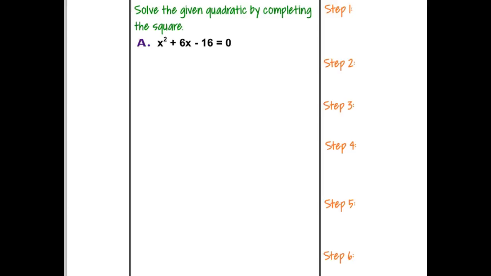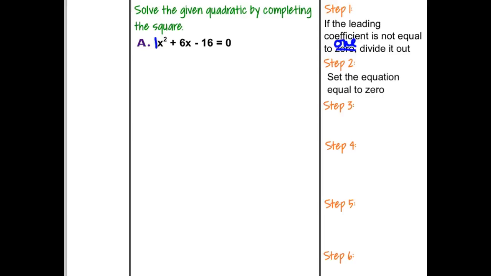So step 1 says this: if the leading coefficient is not equal to 0, divide it out. In our case, we have a leading coefficient of 1. So it shouldn't be 0, it should be 1. I apologize, I probably should fix that. If the leading coefficient is not equal to 1, divide it out. Ours is 1, so we can move on to step 2.